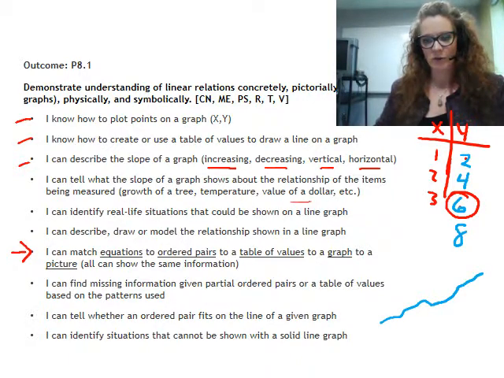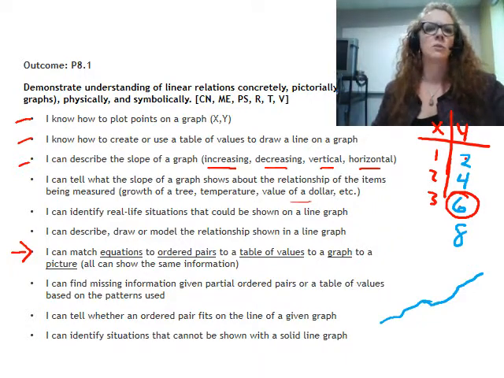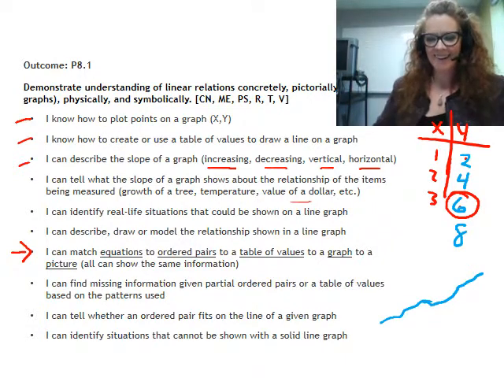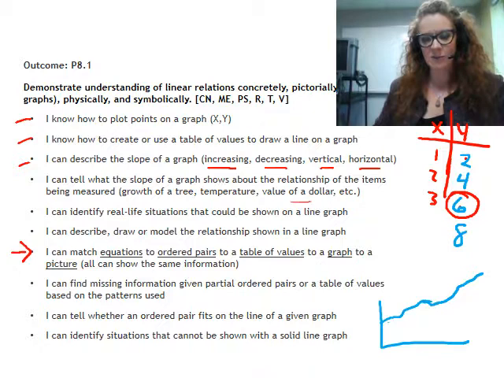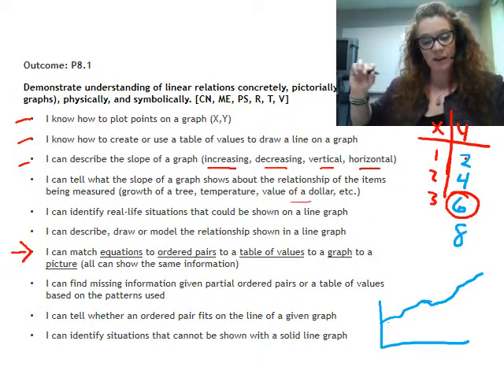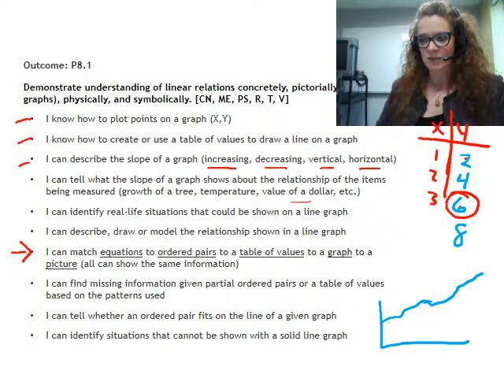I guess it would never go down, would it? Maybe there was a big windstorm and it knocked off a foot. It could happen. Okay, so growth of a tree is something that could be shown with a connected line graph, solid line graph, because it was definitely this tall at some point, and it was definitely this tall at some point, and it was definitely this tall at some point.